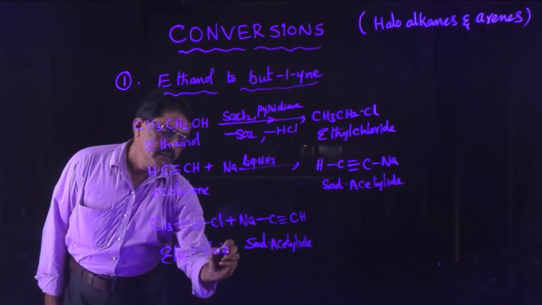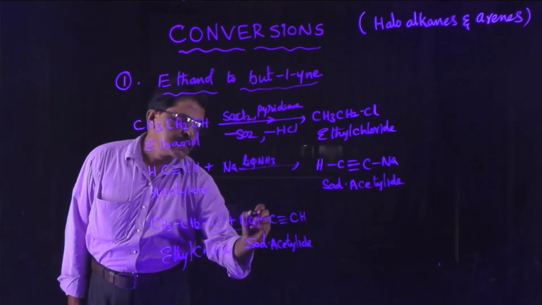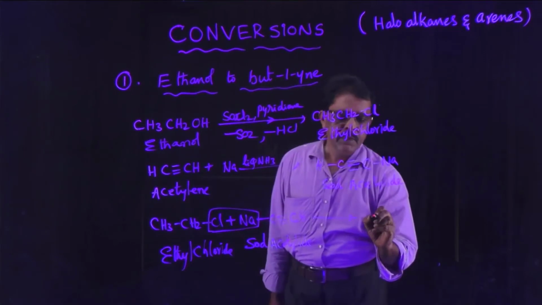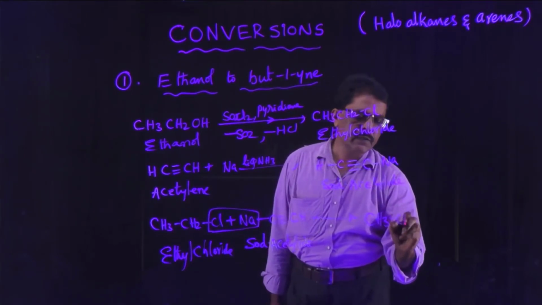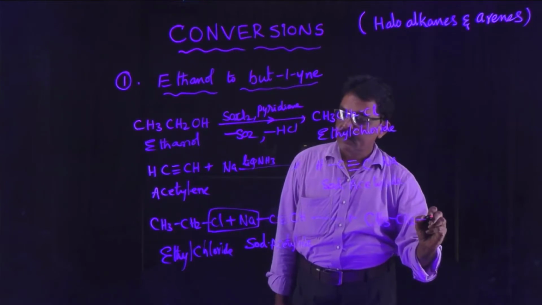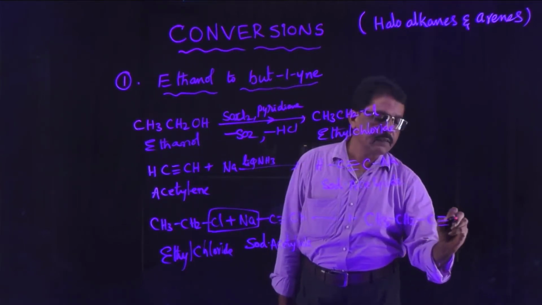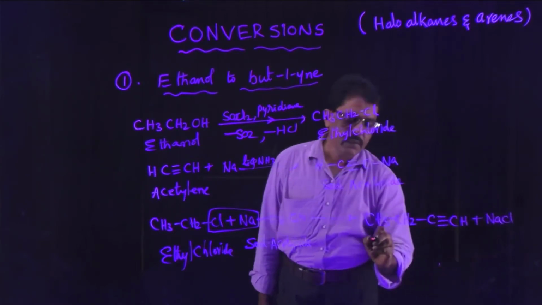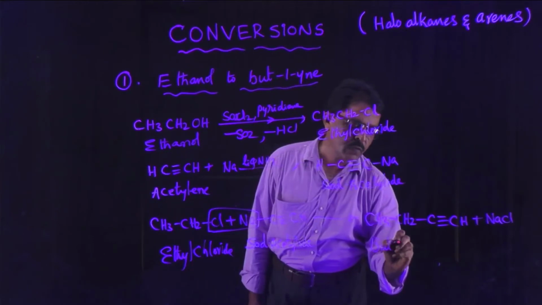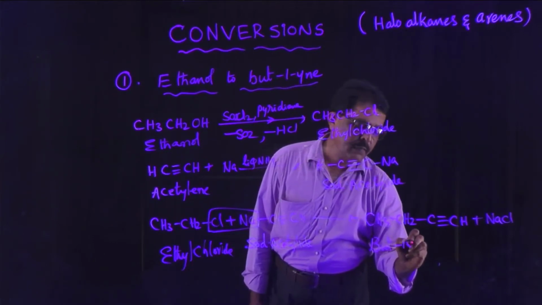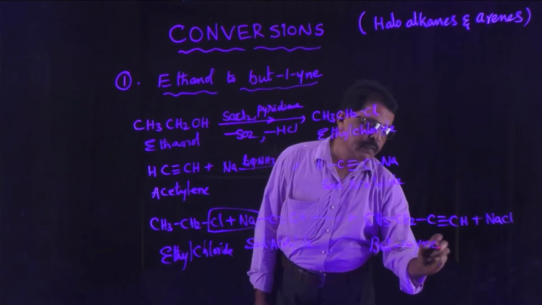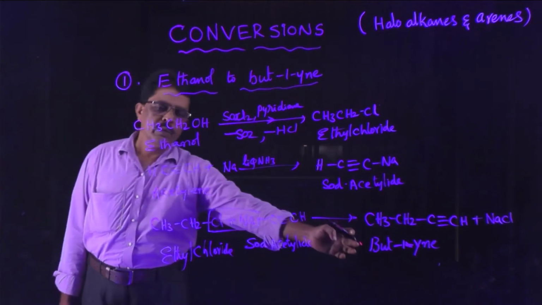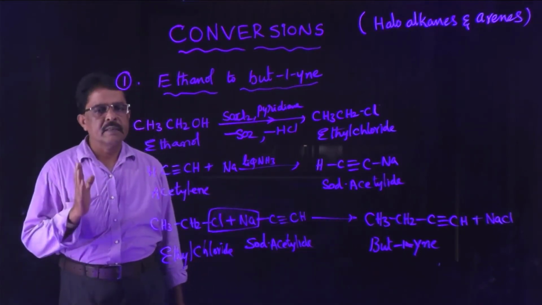Right, understand? What will happen here? NaCl goes out as a byproduct. Then you will get CH3CH2C triple bond CH plus NaCl as the byproduct. You will get but-1-yne. In this way, we convert ethanol to but-1-yne. This is an important conversion.